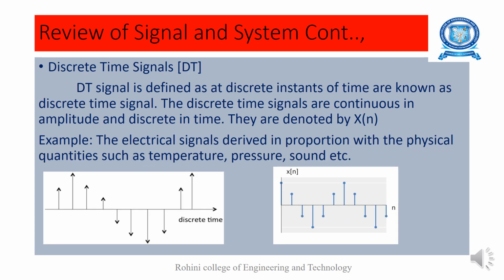Next one is the discrete time signal. A discrete time signal is defined at discrete instants of time, and it is known as a discrete time signal. Discrete time signals are continuous in amplitude and discrete in time, and they are denoted by x of n. Examples are the electrical signals derived in proportion with physical quantities such as temperature, pressure, sound, etc.